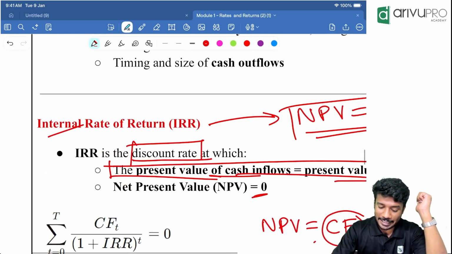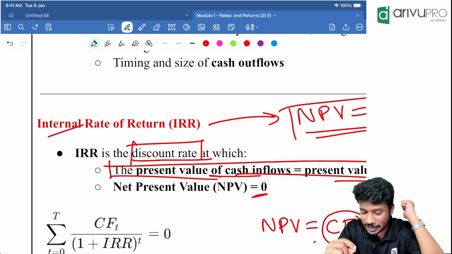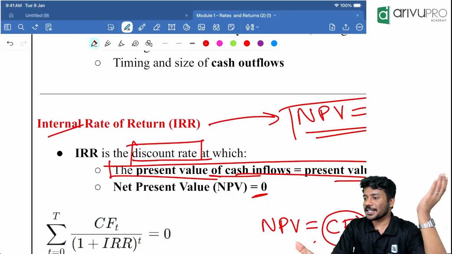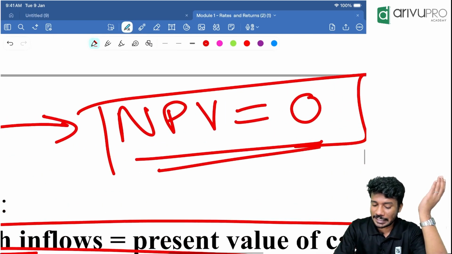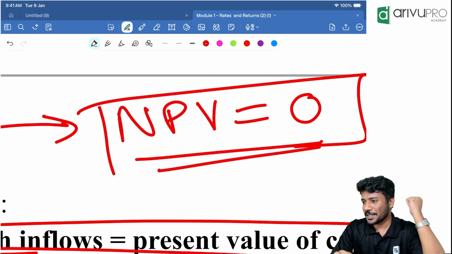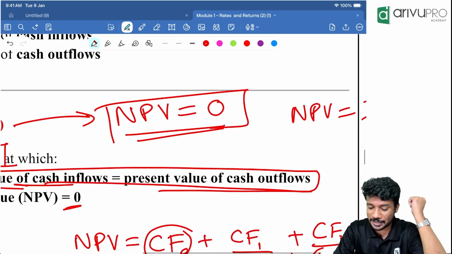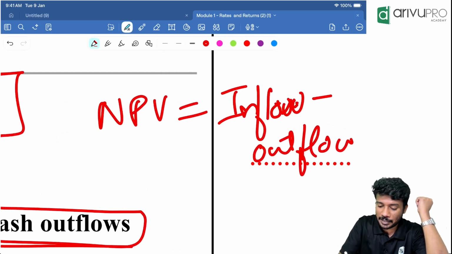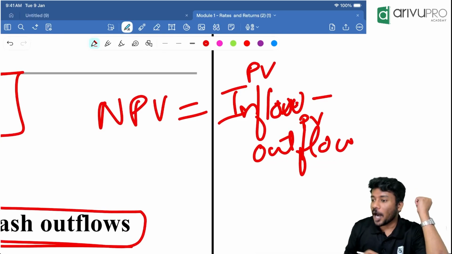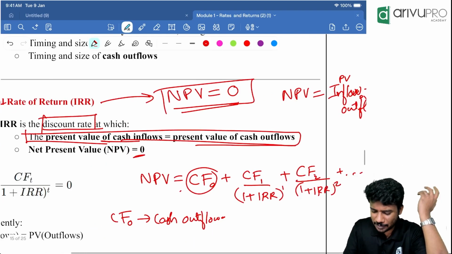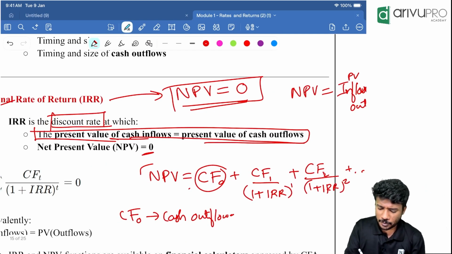Okay. Now, in internal rate of return, what are we dealing with? We are dealing with our IRR. What is IRR? We are dealing with wherever NPV is equal to 0. NPV is equal to 0 because if A minus B is equal to 0, then A is equal to B, right? Then we know that NPV is nothing but PV inflow minus PV outflow. That means if NPV is equal to 0, inflow should be equal to what? Outflow. Present value of inflow is equal to present value of outflow. So this is the usual formula of an NPV.